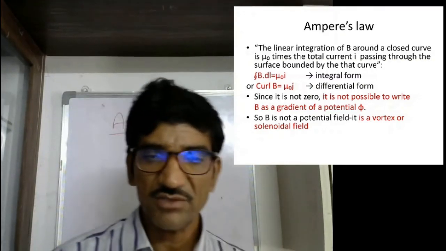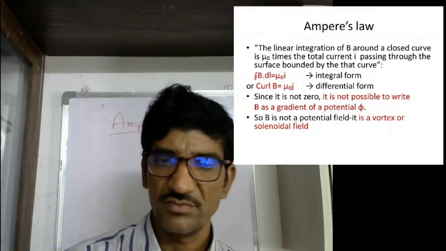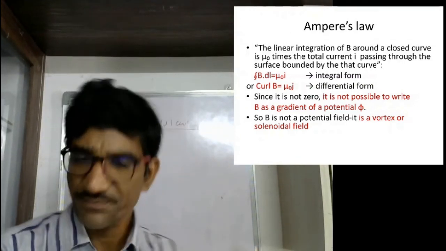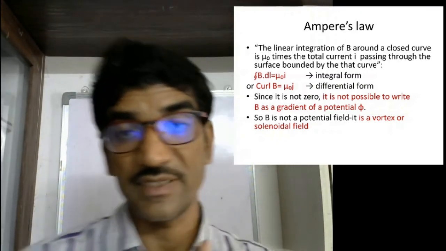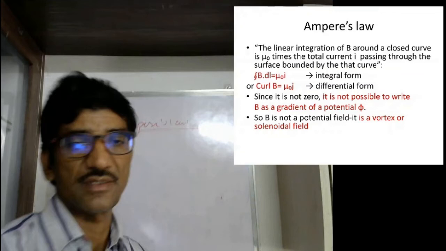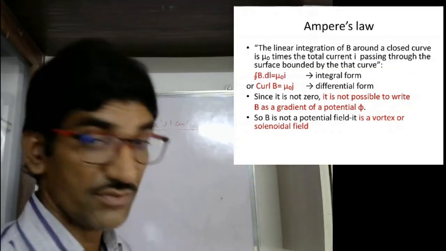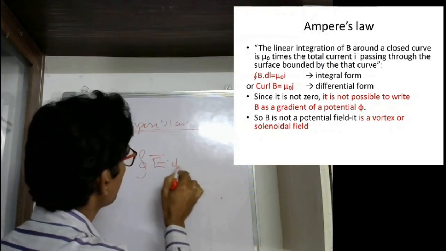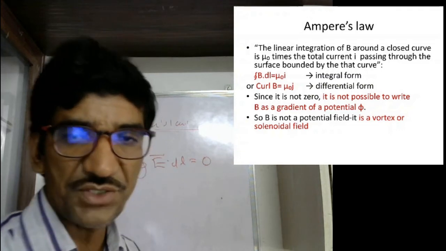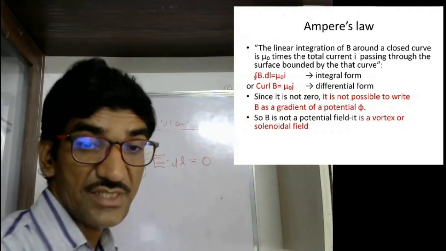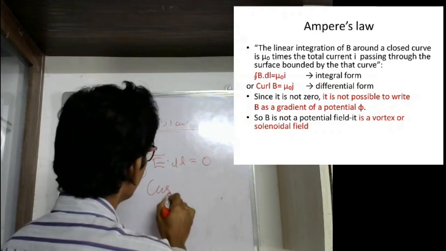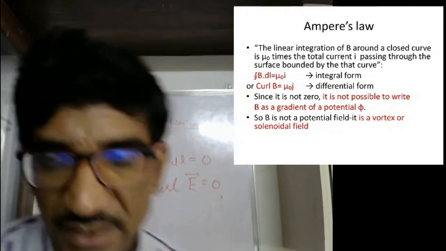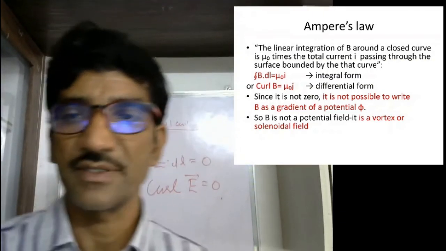We saw that the circulation of the electric field is always zero. If you calculate the electric vector around a closed curve, you always get zero. But here that does not happen. On the RHS, we always have some non-zero value. In electrostatics, the circulation of E is zero. What is the meaning of this? Curl of E is zero. But in magnetostatics, this does not happen.